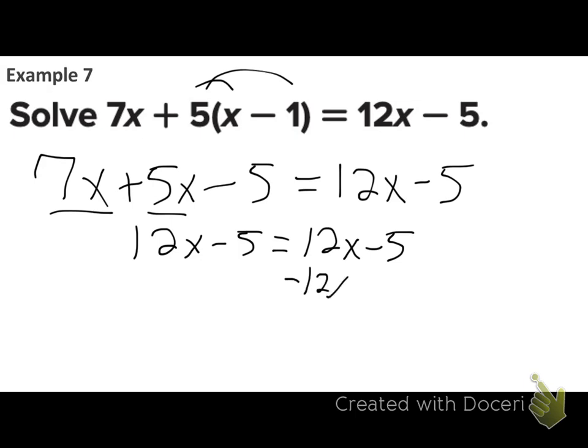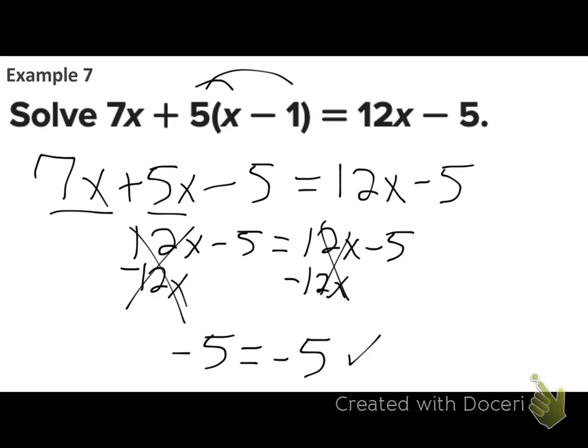Subtract 12x. Get the variables to the same side. What happens to my variables here? 0. They cancel out again. I have no more x's anymore, right? My x's are gone. On the left side of the equal sign, what am I left with? Negative 5. On the right side, what am I left with? Negative 5. Negative 5 equals negative 5. Is that true or false? True. Negative 5 does equal negative 5, right? So, do you think it's no solution still?